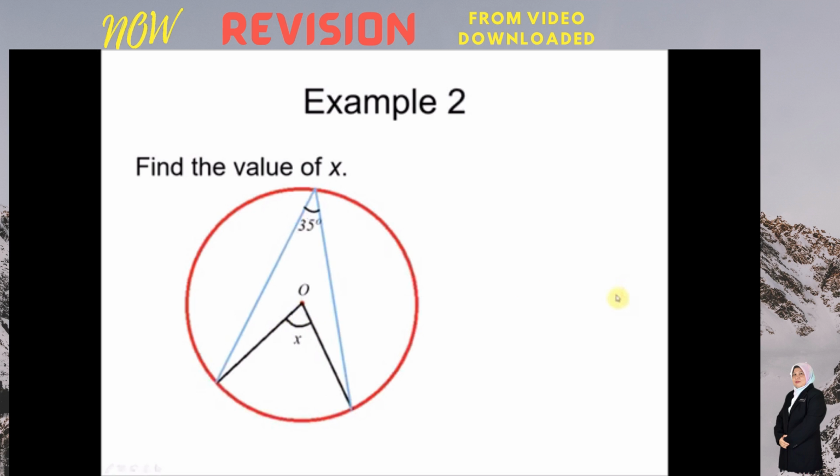There we go to example number 2. Now you are given the angle at the circumference. You need to find the angle at the center. Okay, first you check they are both subtended by the same arc.